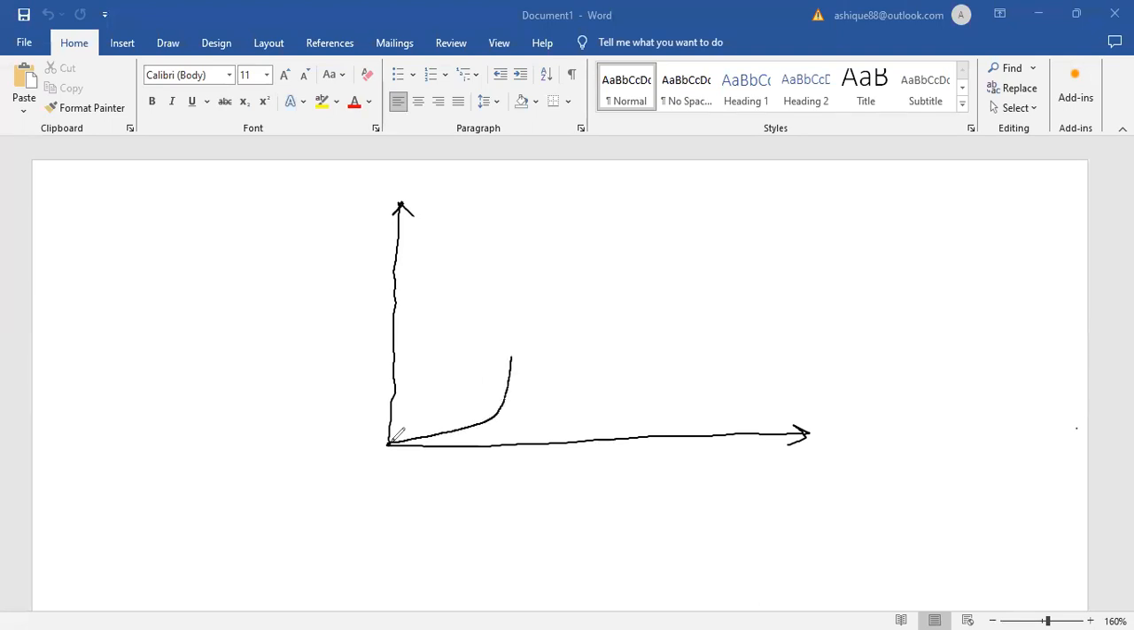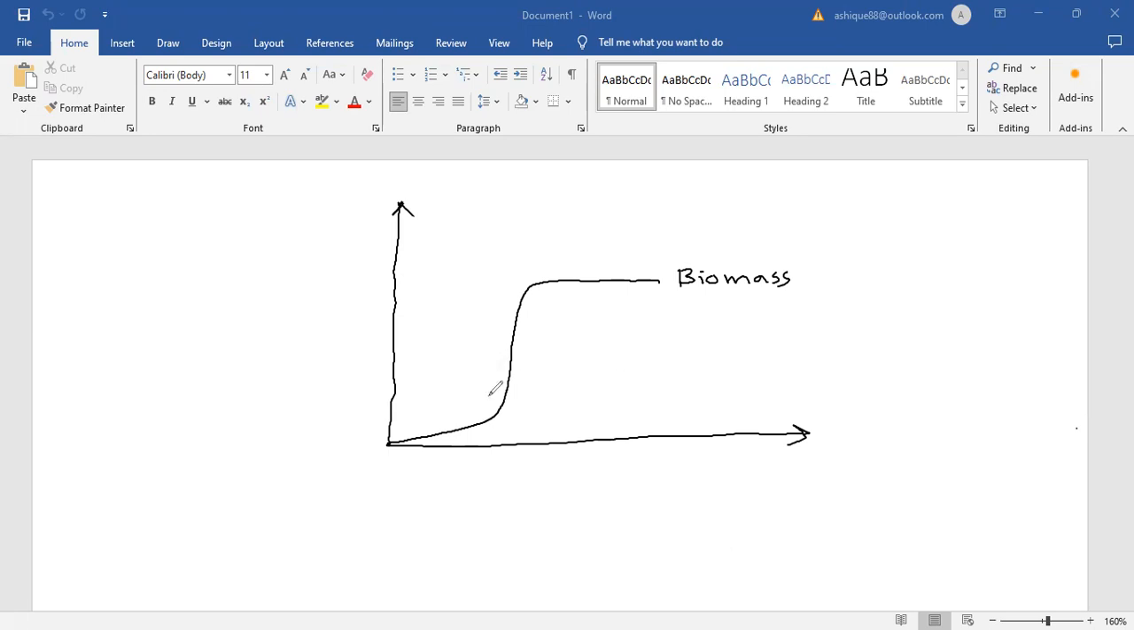Then there is a next phase. Then there is a next phase. What does this represent? This is representing the biomass, or the amount of that organism, or the number of that organism. You can see lag here, you can see log here, and you can see the stationary phase here. And after that, there will be one decline phase also.